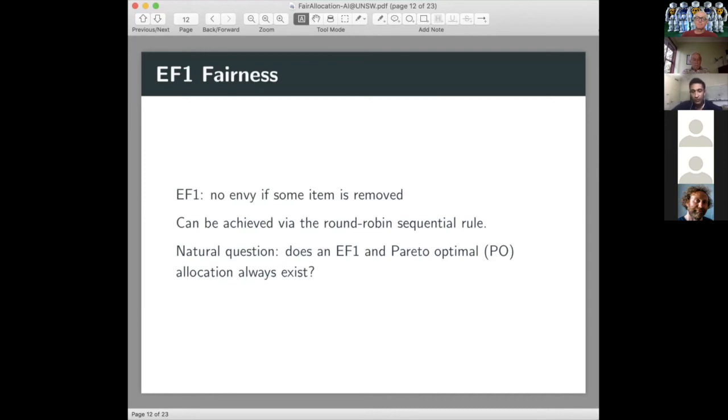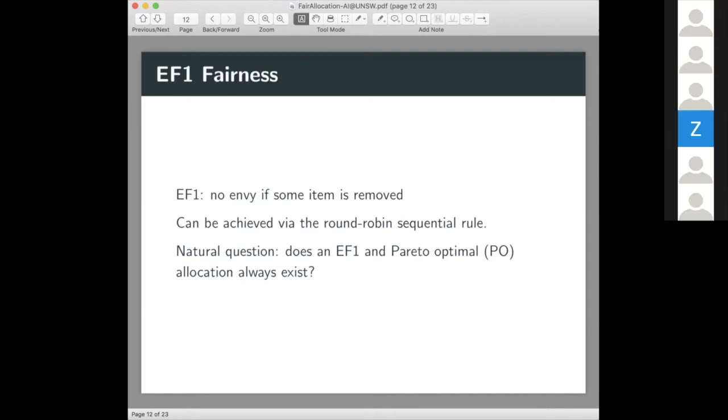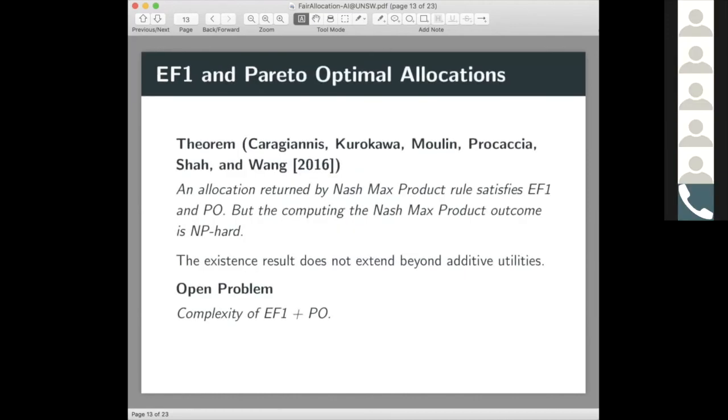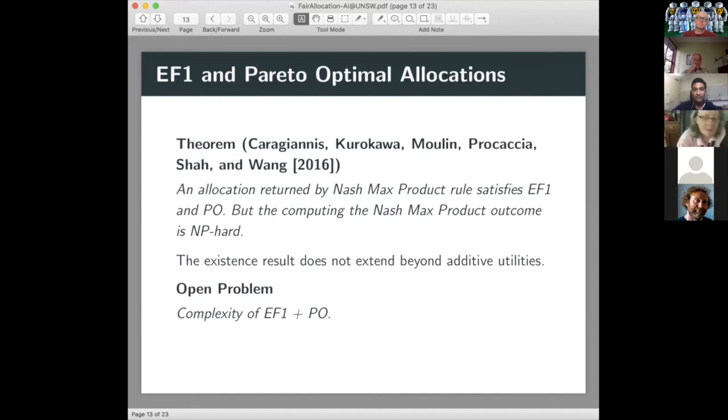So a natural question arose: does there always exist an allocation which is EF1 and Pareto optimal? And a few years back, it was shown that if you maximize the product of the utilities of the agents, then you get both EF1 and Pareto optimality. This particular approach of maximizing the Nash product is nice, but it's an NP-hard approach. So there's still an open question: what is the complexity of finding an allocation which is both EF1 and Pareto efficient?